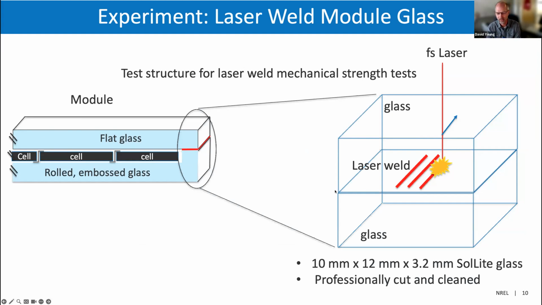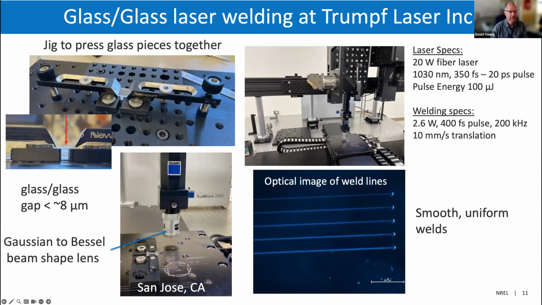So we got glass, the same kind of glass that you would find in a module, and we had it cut to strict dimensions, had it cleaned, and the edges rounded over so it was exactly what we wanted. Then we took it to Trump Laser. They did the laser welding for us under a variety of conditions. And then we brought, well, I guess this is the actual experiment.